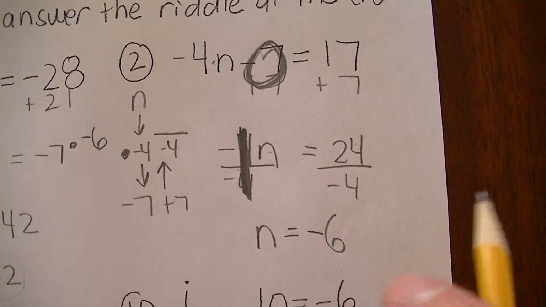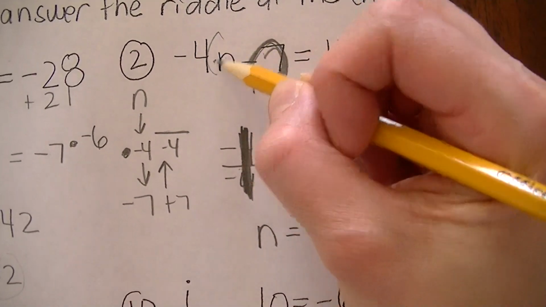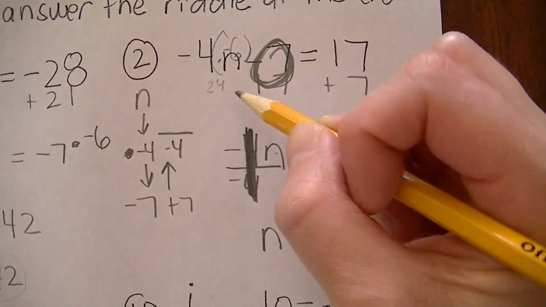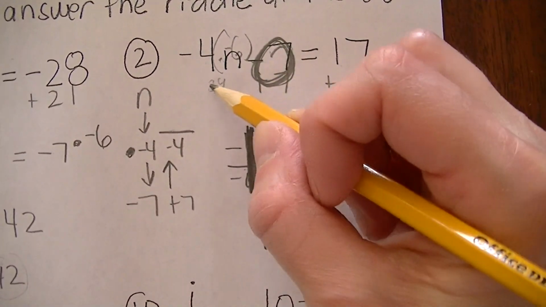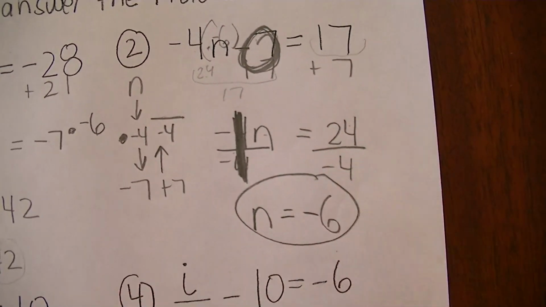To check your answer, you substitute it up here just to double check. So right there would be a -6. -4 times -6 is a positive 24. 24 subtract 7 is 17. So this side equals 17 and this side equals 17. So this is the correct answer.